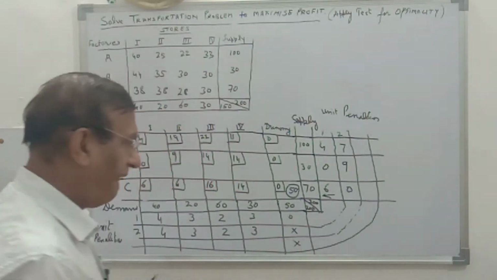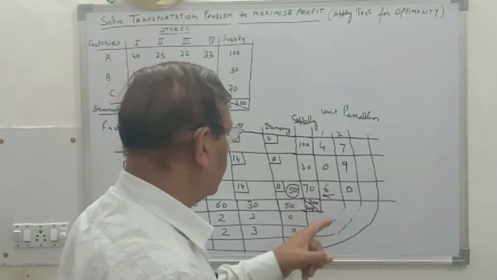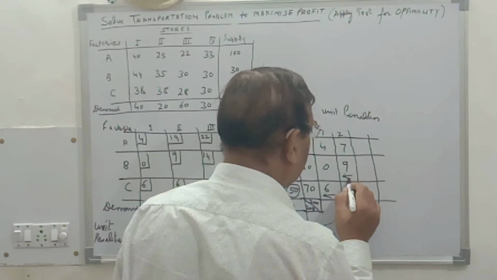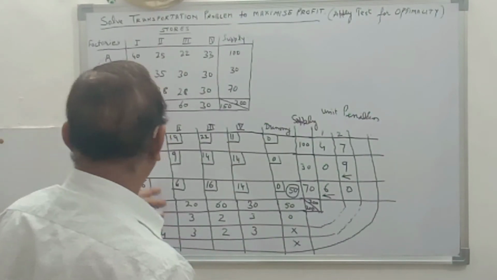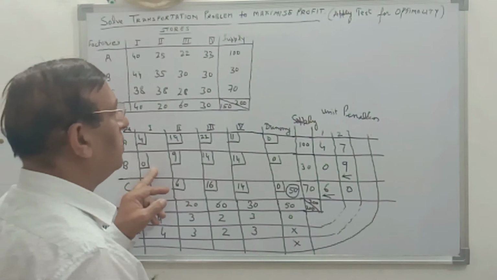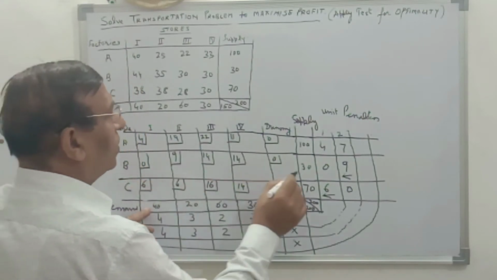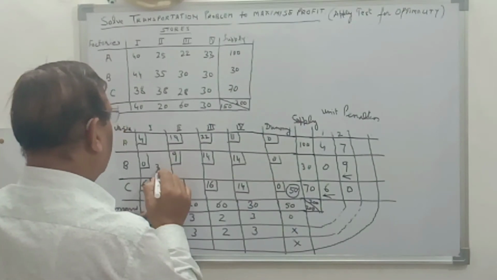Again in the second unit penalties, the maximum is 9, so we will enter from here. When we enter from here, we find the minimum cost, and the minimum cost is what? This 0 is the minimum cost. Here we could allocate either 40 or 30. So keeping demand and supply intact, we can allocate 30.